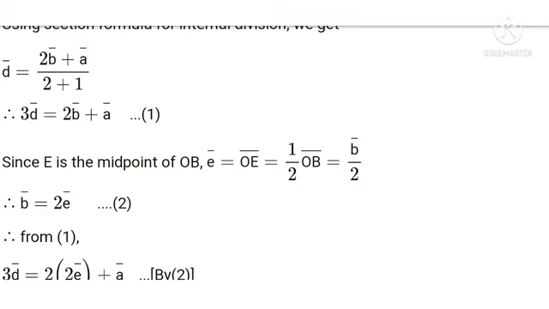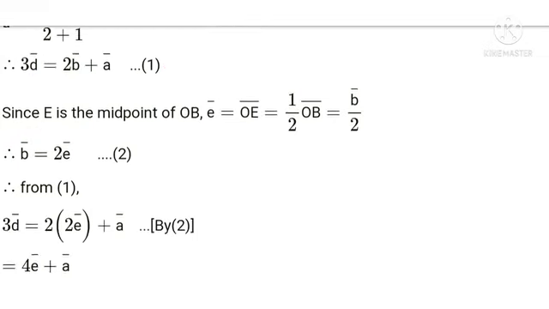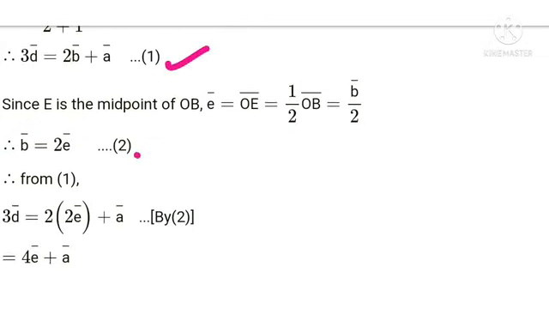Now observe equation 1 and 2. See, from equation 1 and 2, we write 3D bar is equal to 2 into 2E bar plus A bar. That is 4E bar plus A bar.